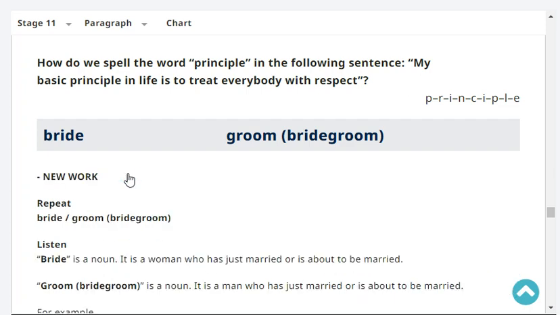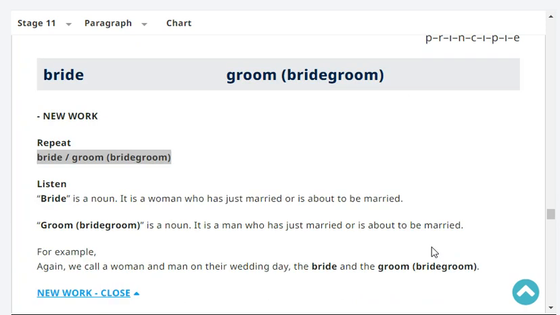Okay, next repeat. Bride, groom. Okay, sometimes the groom is called bridegroom. Okay, listen. The word bride is a noun. It is a woman who has just married or is about to be married. Groom or bridegroom is a noun. It is a man who has just married or is about to be married.